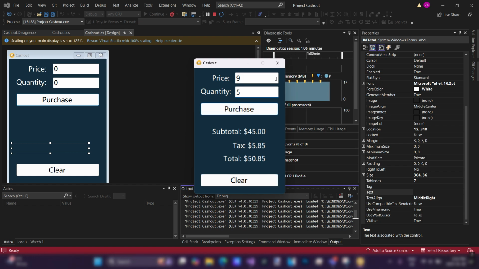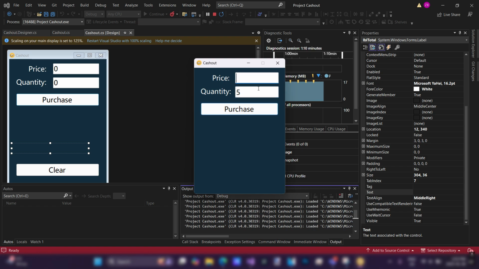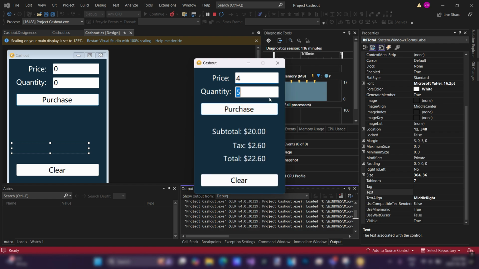And purchase and clear accept cancel buttons. So some good final touches on here. This is a very nice, very user-friendly program. So hopefully you can make yours just like this.